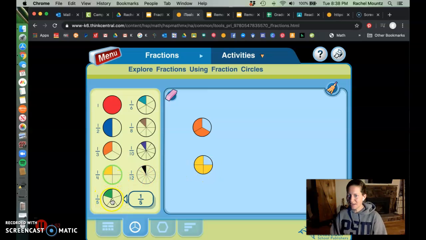You can do the same thing with fifths. My whole is cut into 5 pieces. Sixths, eighths, tenths, twelfths, you can do it. You can cut your whole into however many pieces you want, okay? Let's go back to our presentation.